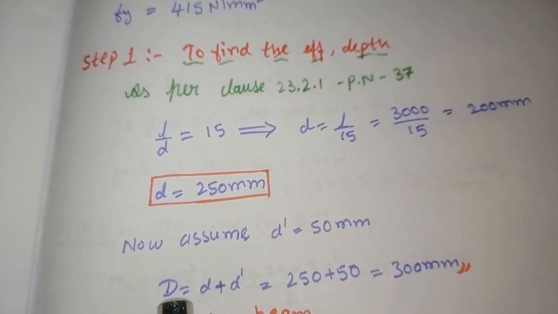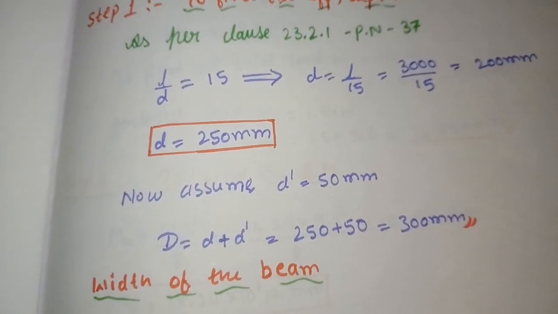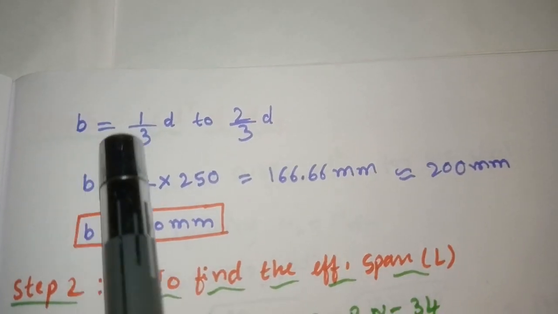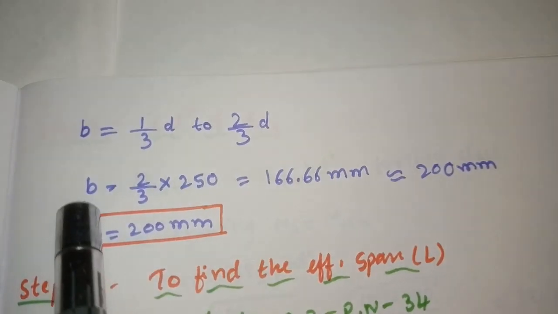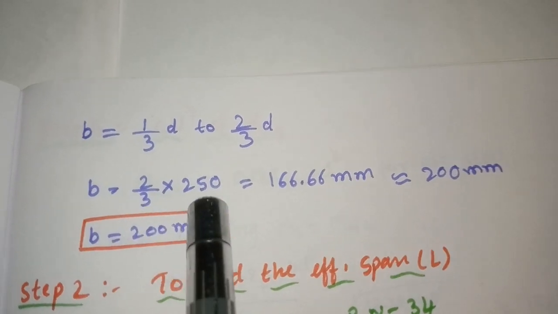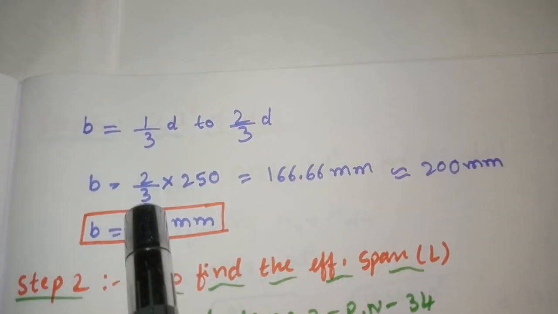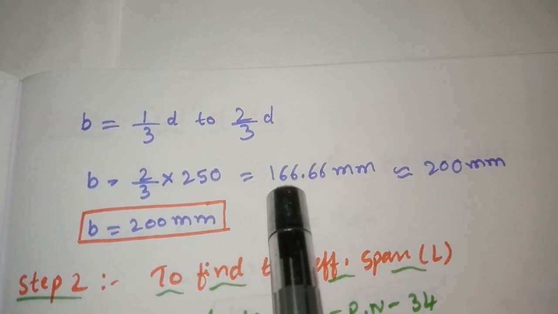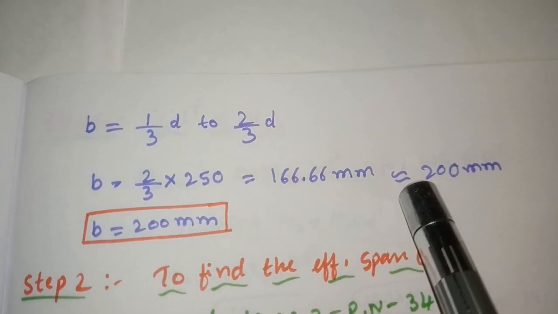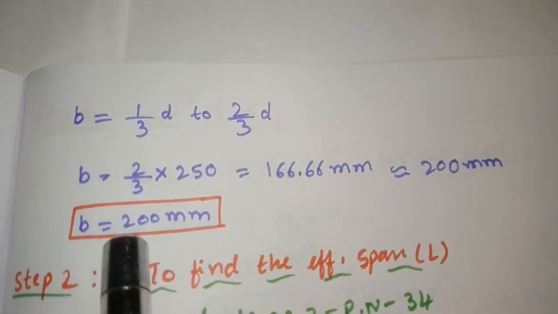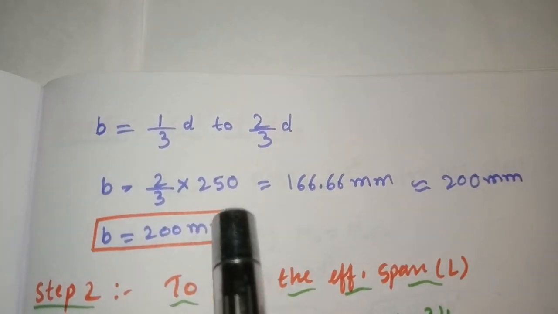Next step is the calculation of the width of the beam. For that we have the formula B is equal to 1/3 of effective depth to 2/3 of effective depth. I am taking B equal to 2/3 of effective depth. Our effective depth we have got is 250. Substitute all the values and simplify, we'll get our B value as 166.66 mm. I am rounding it to an approximate value, that is 200 mm. So our B is 200 mm. This is how we calculate the width of the beam.